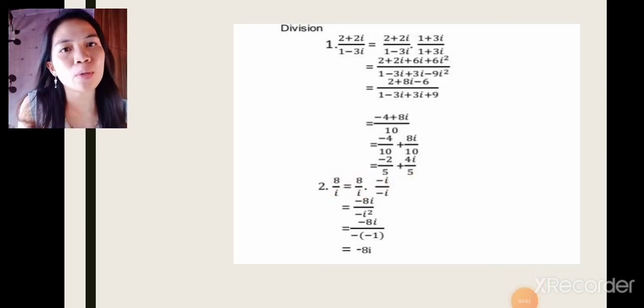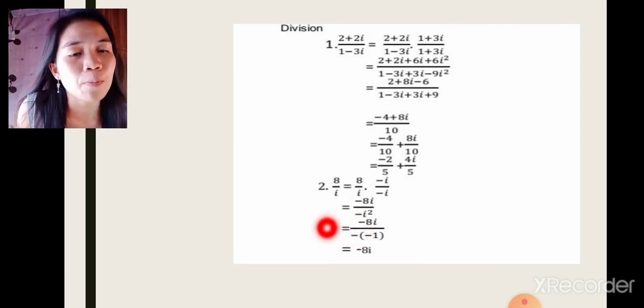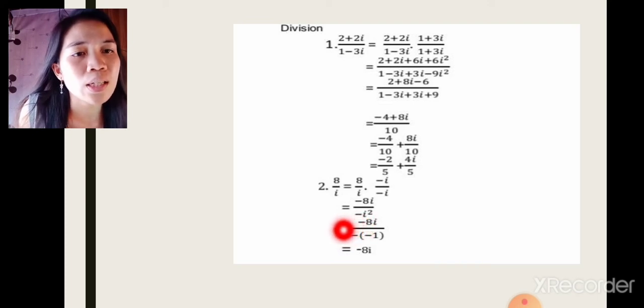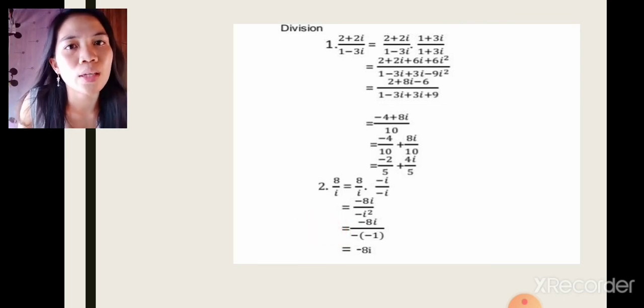So let's proceed to example number 2. We have 8 over i is equal to 8 over i times -i over -i, which equals 8 times -i, which is -8i over i times -i, which is -i squared. So copy the -8i over -i squared. I squared is negative 1, so negative times negative 1 equals positive 1. So the answer is negative 8i.